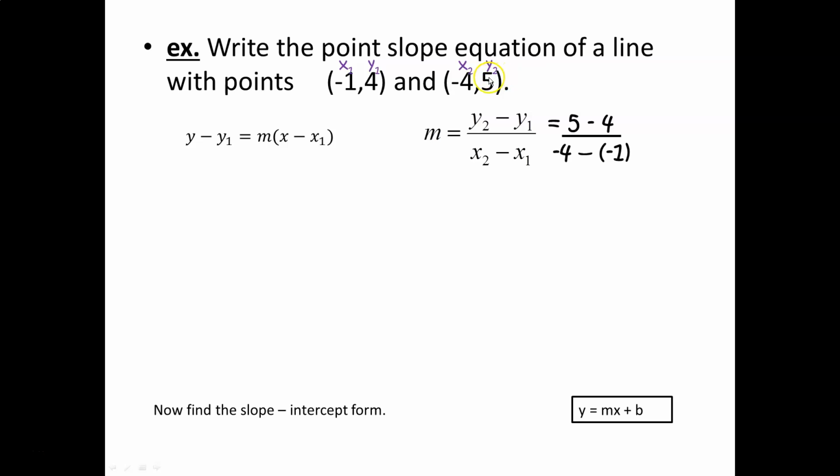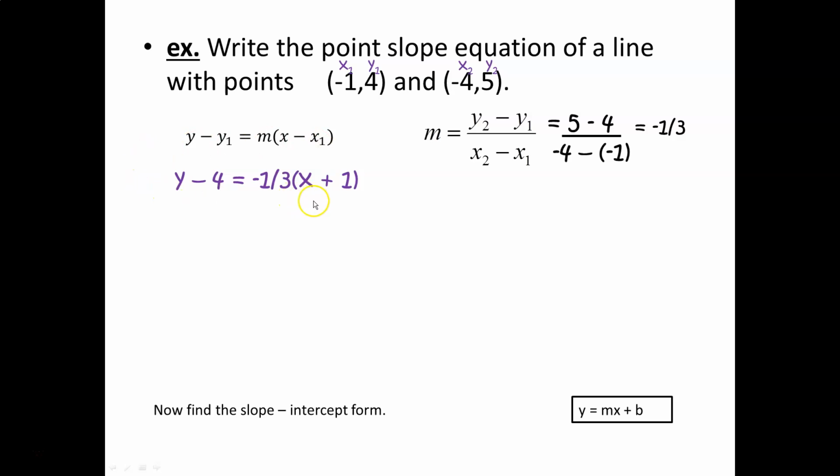So we have 5 minus 4 all over -4 minus -1. That's the same as -4 plus 1. So it's -1/3. Now that we have our slope and our x1, y1, we just stick that all in there. So y1 is our 4, x1 is our -1. We minus -1, we get a +1. So there we are in point slope form.